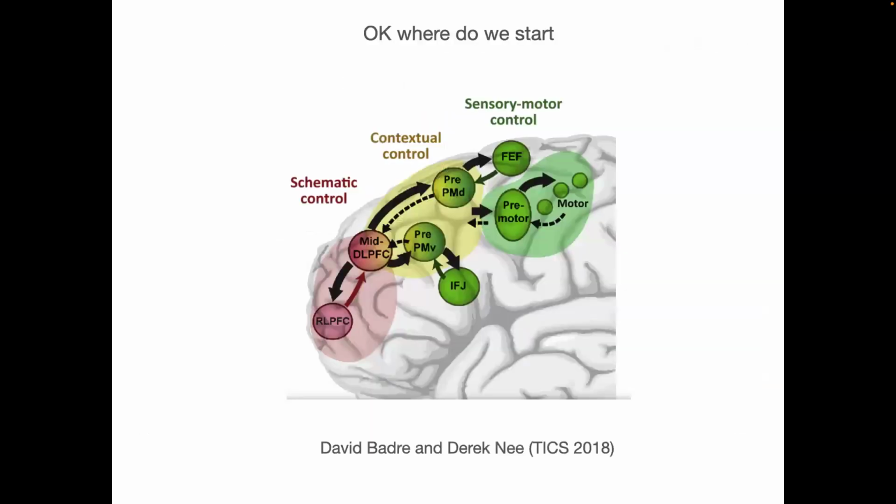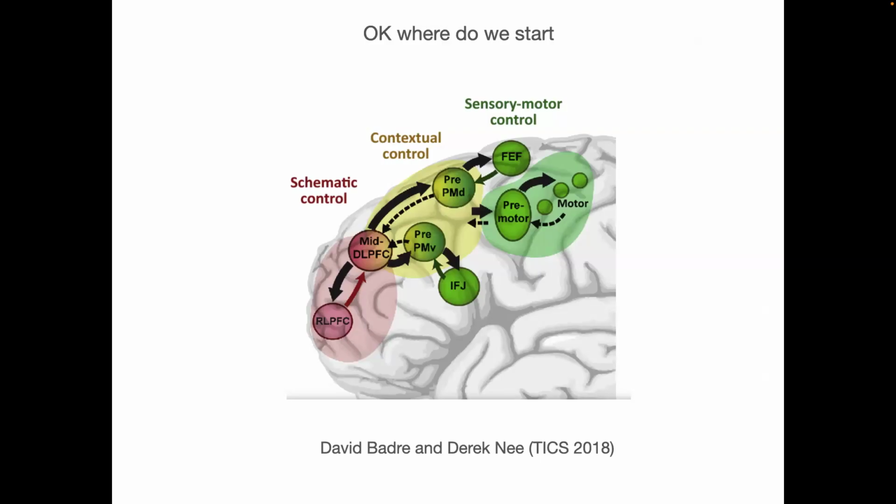Good. Okay. So where do we start if we're trying to look at the frontal cortex? What kinds of tasks are we interested in getting our mice to do? This is one of my favorite descriptions of the frontal cortex by David Badre and Derek Nee, but David Badre's done lots of work on this hierarchy.